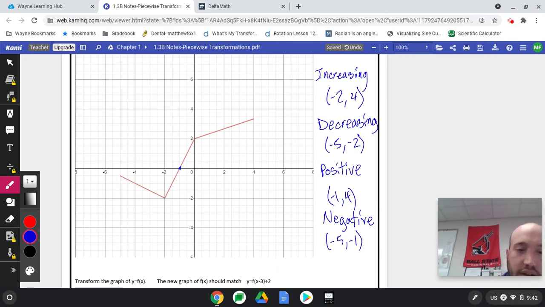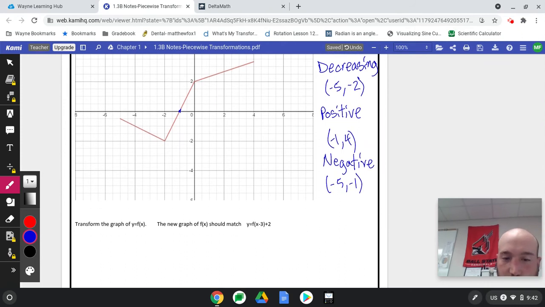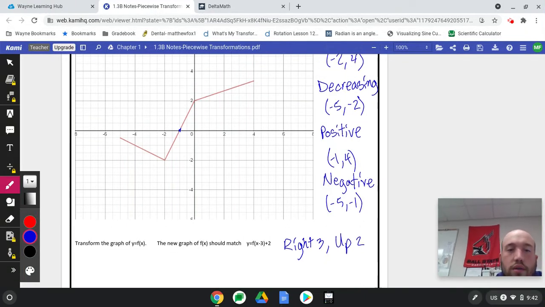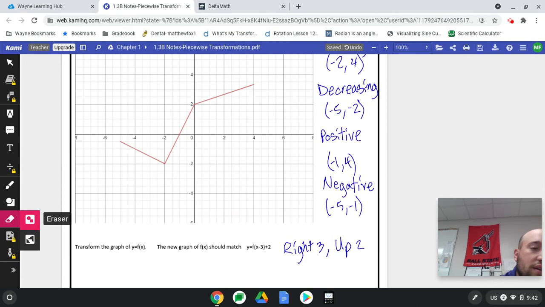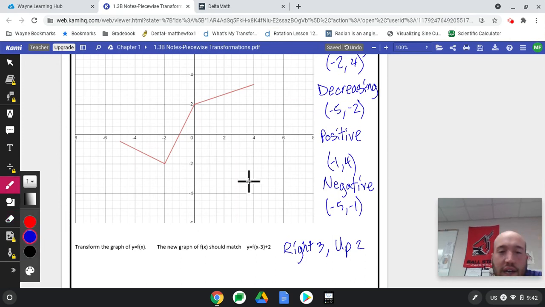All right. So now let us move this. It says the new graph should match. We started with y equals f of x. The new one is y equals f of x minus 3, plus 2. So -3 we know means right 3 when it's inside the parentheses. Plus 2 means up 2. Okay, so we can choose any points. I'm going to make it easy on myself. I'm going to choose the endpoints. So right here, right 3, be careful. That's not over 1, 2, 3, up 2. That's over 1, 2, 3, and then up 2 would be 1, 2. So I'm going to put a dot right there.